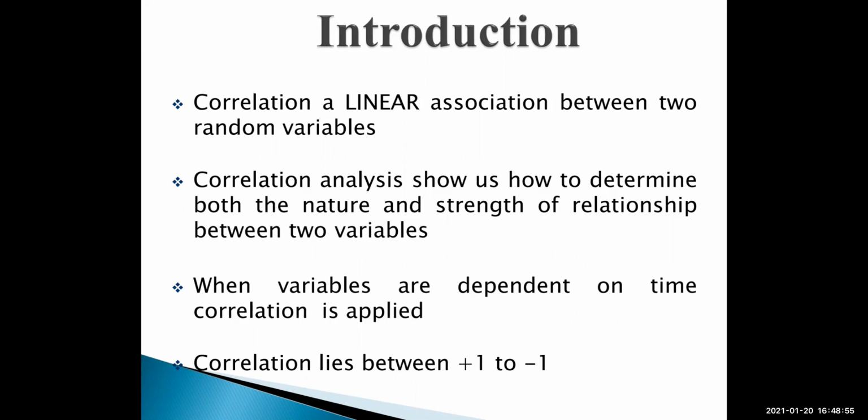Now, correlation analysis is a means for examining such relationships systematically. It deals with the question: is there a relationship between two variables? So correlation is a linear association between two random variables, and it shows us how to determine both the nature and strength of the relationship between two variables. When the variables are dependent on time, correlation is applied. Correlation lies between +1 and -1.